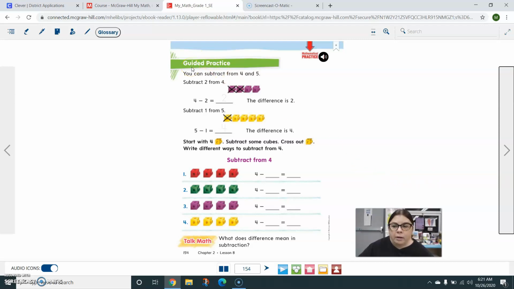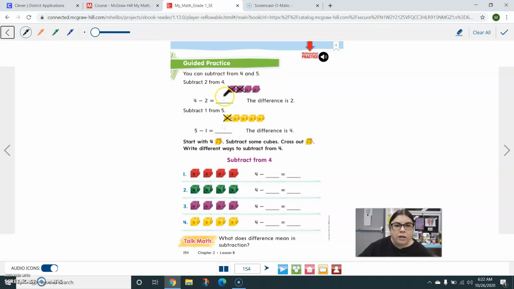Okay, let's do our guided practice. It says you can subtract 4 and 5. Subtract 2 from 4. So look, we have 4 minus signs. We're taking away 2. How many are left? 2, that's right. The difference is 2. Remember, the answer to our subtraction problem is called the difference. So I want you to remember that word, okay?